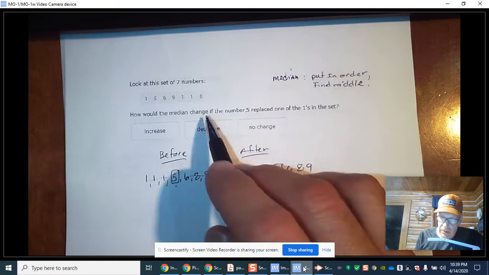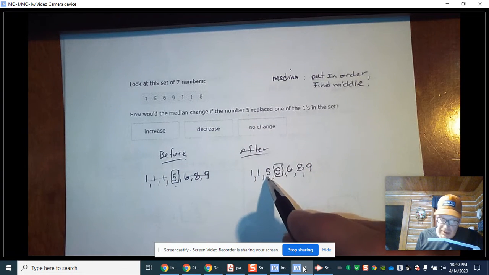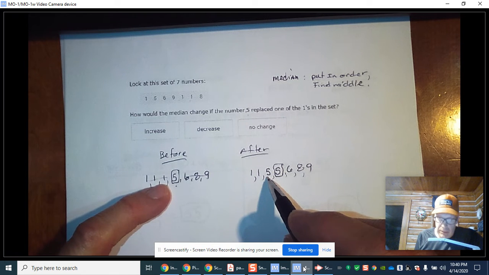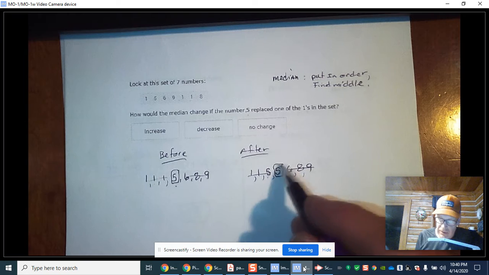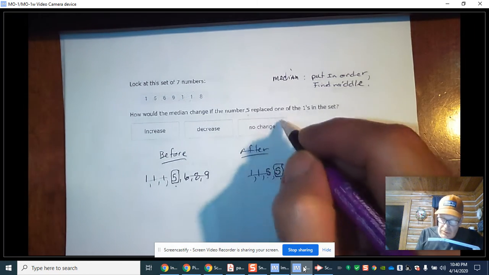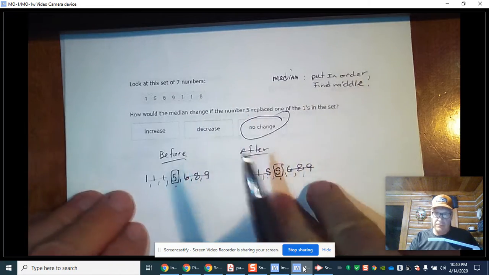Then I'm going to replace one of the 1s with the 5. So I put a 5 in place of this 1 right here. Then I've got 3 on this side, 3 on that side, and 5 is going to be the middle. So no change. All right, a couple more.